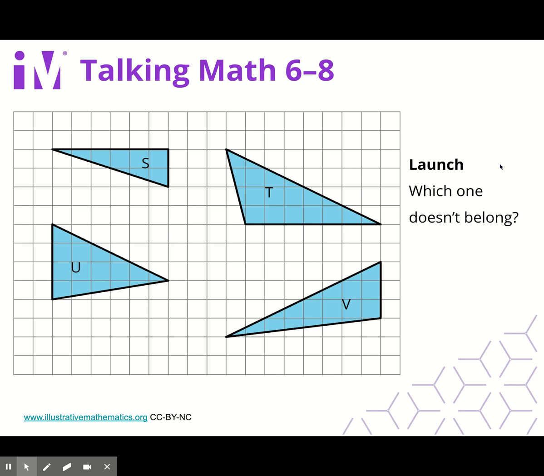So here are some possible reasons why each triangle might not belong. Triangle S is the only triangle with a right angle. Triangle T is the only triangle with no vertical side. Triangle U is the only acute triangle. Remember, acute means angles less than 90. Triangle V is the only triangle with a height greater than 7 units.